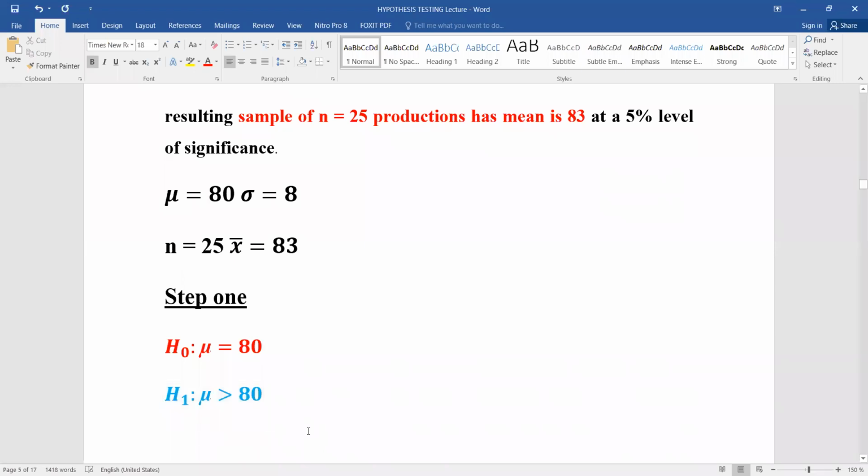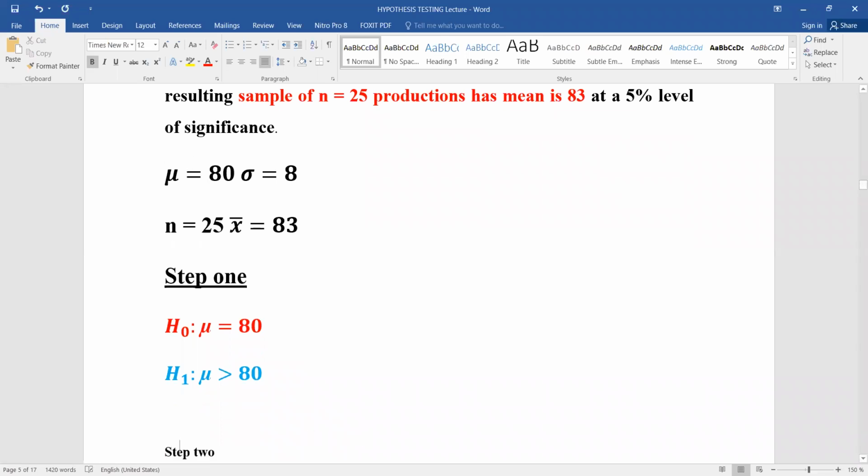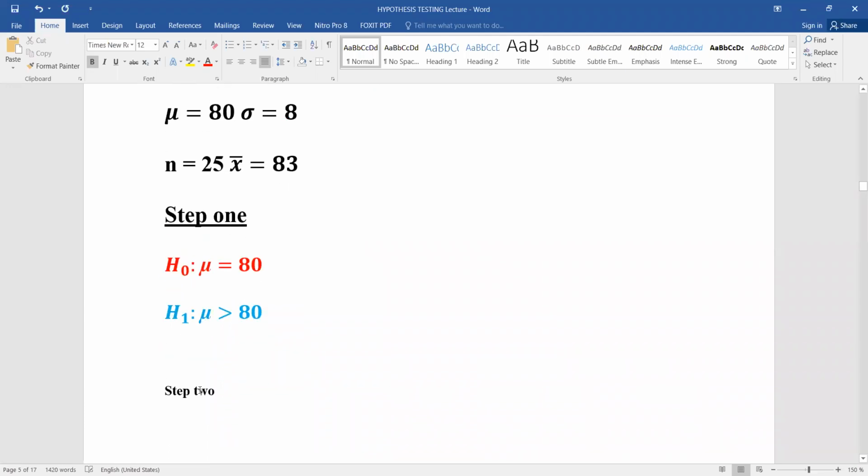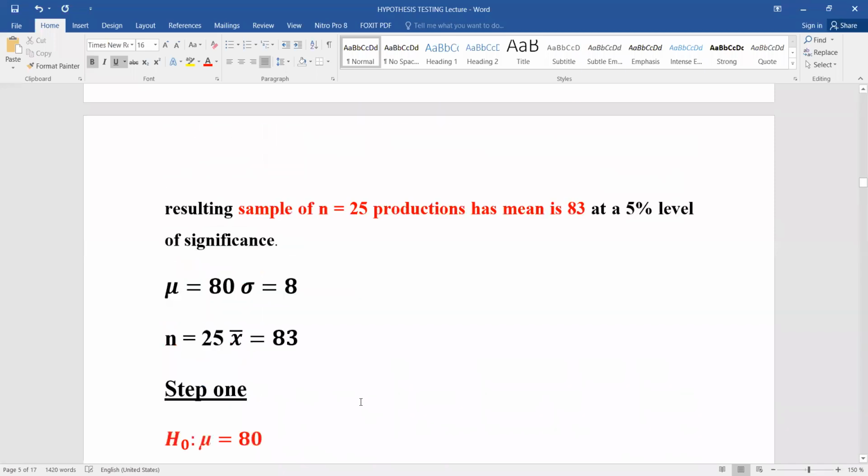Step number 2 is to get evidence from the accused, and we get that from the table. Let me just increase this and put it at 16, then bold, then underline. Step number 2, we get it from the table. Now, reading the question again.